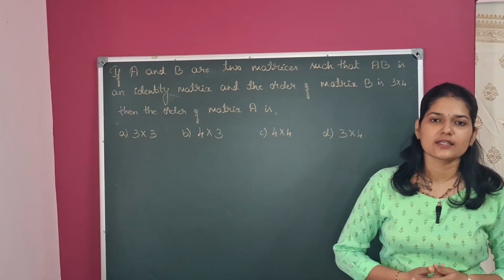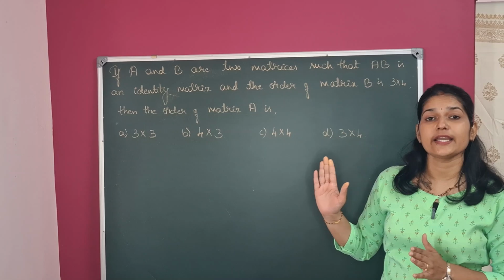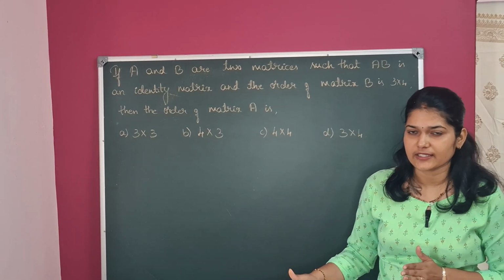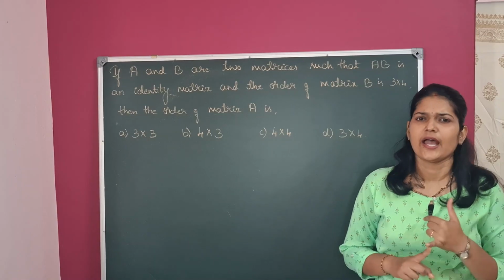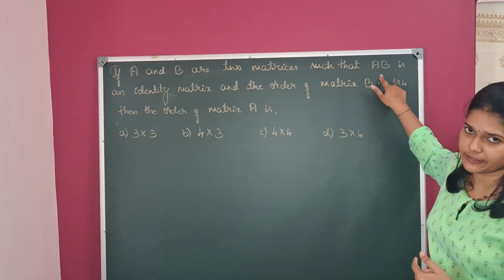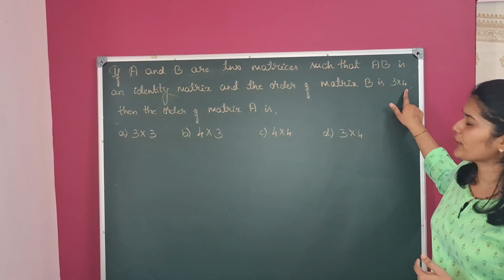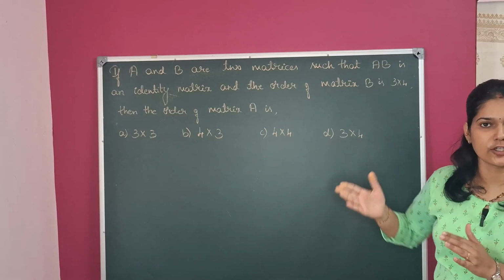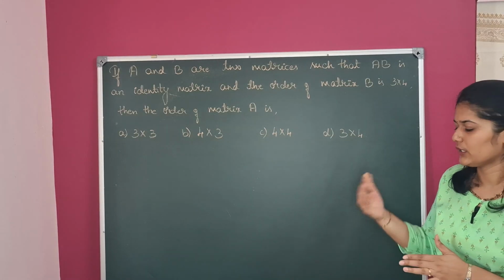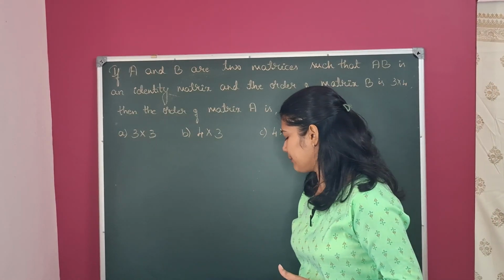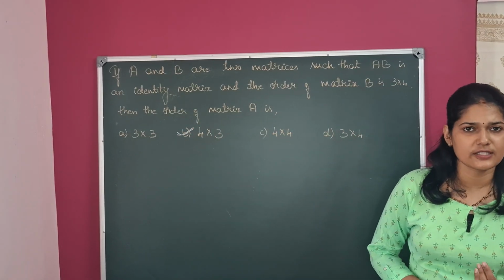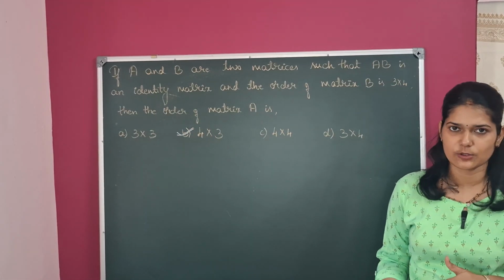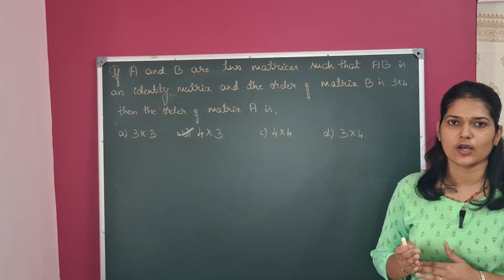A and B are matrices such that AB is an identity matrix. Identity matrix means it should be a square matrix and the product should be defined. They have given the order of matrix B as 3 cross 4. Therefore, the order of A will be 4 cross 3. Then only the product is defined and the product will be a square matrix. Therefore, the answer is option B.